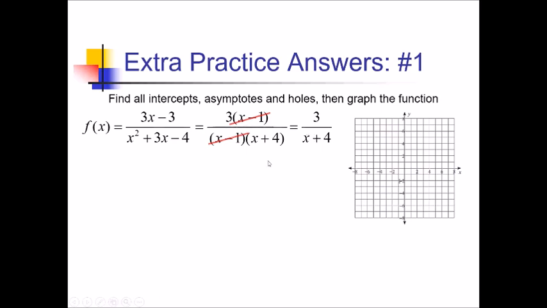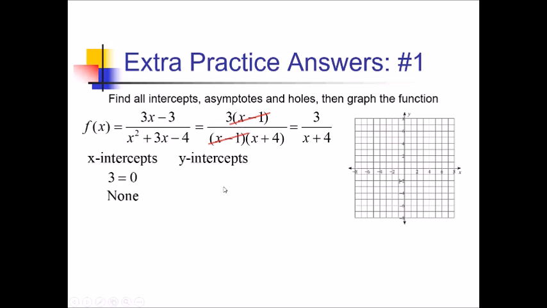Now that we've got that simplified, let's go ahead and find a few things, starting with the x-intercepts. These are going to be x values that make the simplified numerator 0. The problem is the simplified numerator just has this constant 3, which you can write equals 0, but it's not true. It does not equal 0. It never will equal 0, so there's no x-intercepts.